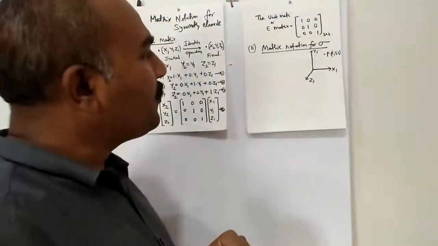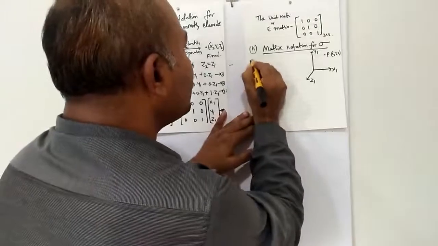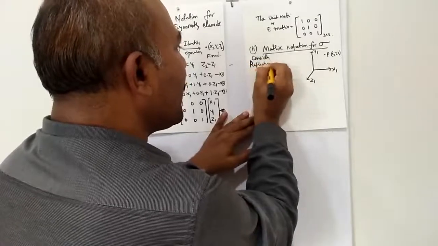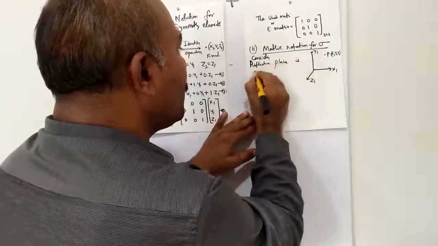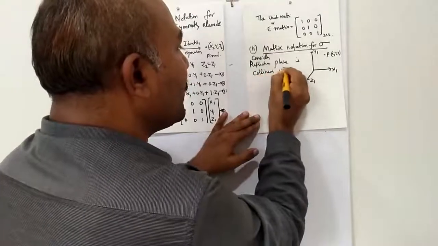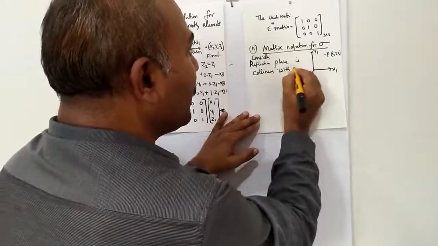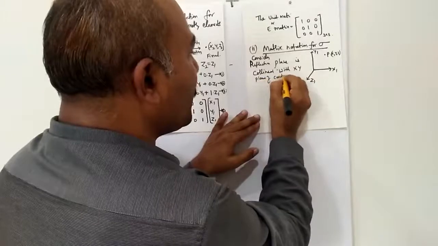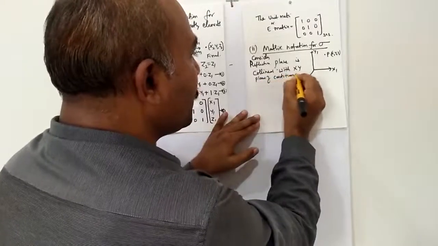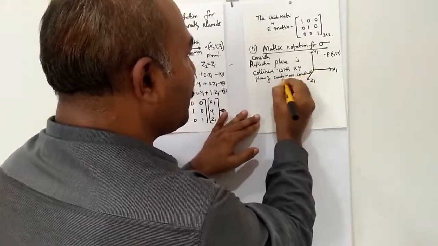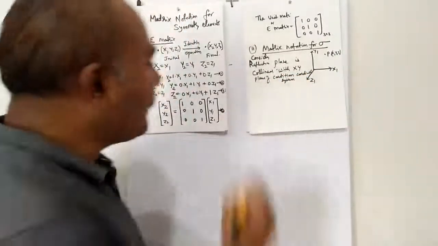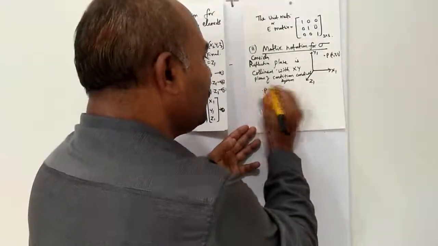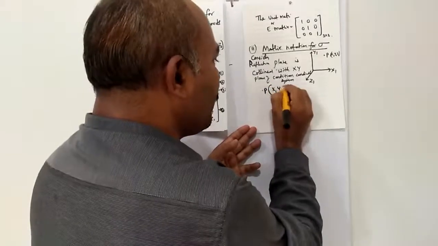Now assume that the reflection plane is collinear with the xy plane of the Cartesian coordinate system. Consider a point P. You can work it out as earlier. Consider a point P of initial coordinates x1, y1, z1.